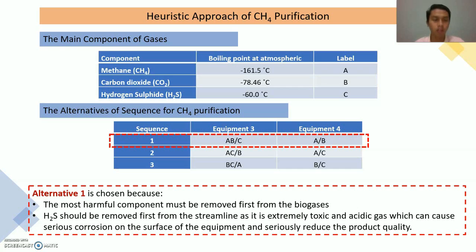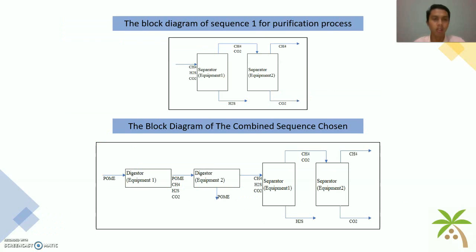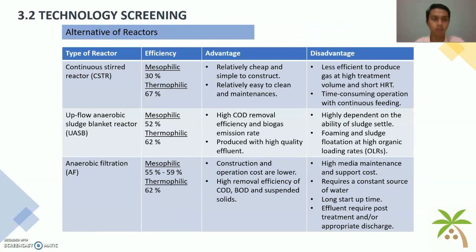So alternative 1 is chosen because the most harmful components must be removed first from the biogas. So H2S should be removed first from the streamline, as it is an extremely toxic and acidic gas, which can cause serious corrosion on the surface of the equipment and seriously reduce the product quality. So the first diagram is the block diagram of sequence 1 for the purification process, and another diagram is the block diagram for the combined overall sequence chosen.